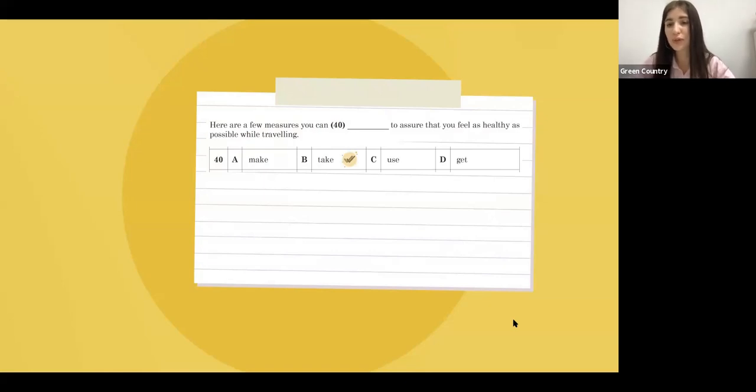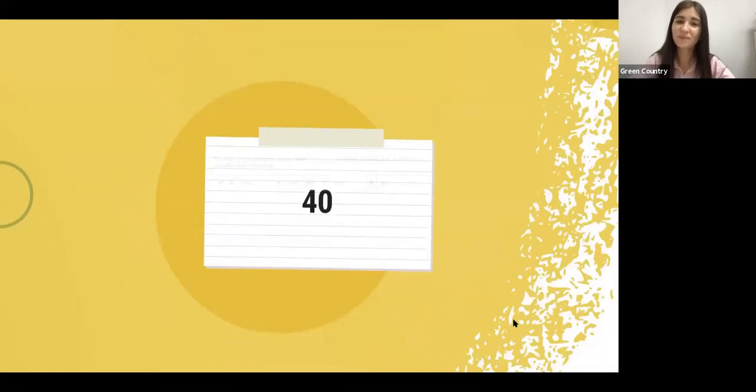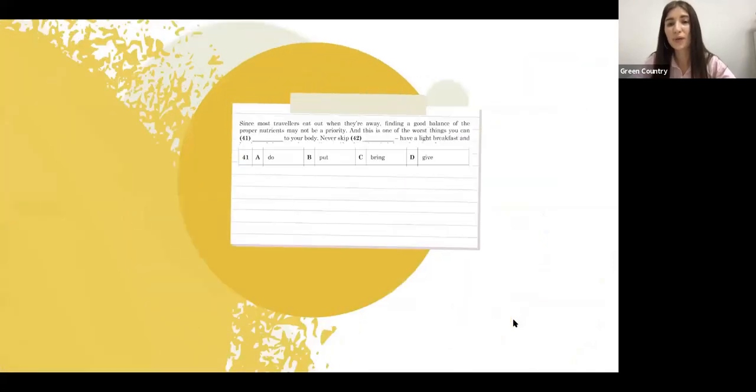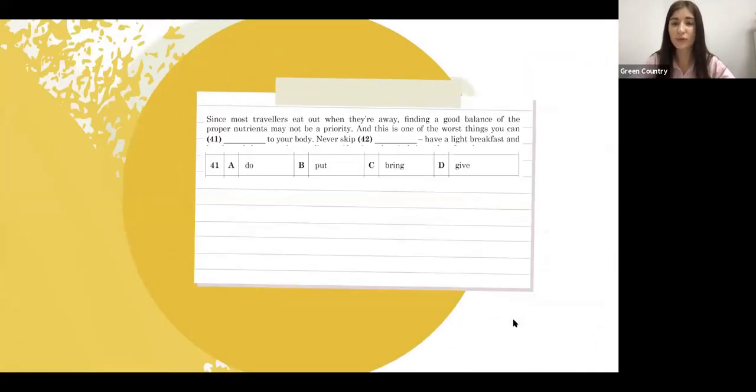It cannot be used together. Take measures means to take some actions to change something, for example. Use measures cannot be used. To get measures, nonsense as well. So it's option B. 41. We have here two gaps, but we will discuss 41 for now. And this is one of the worst things you can something to your body.